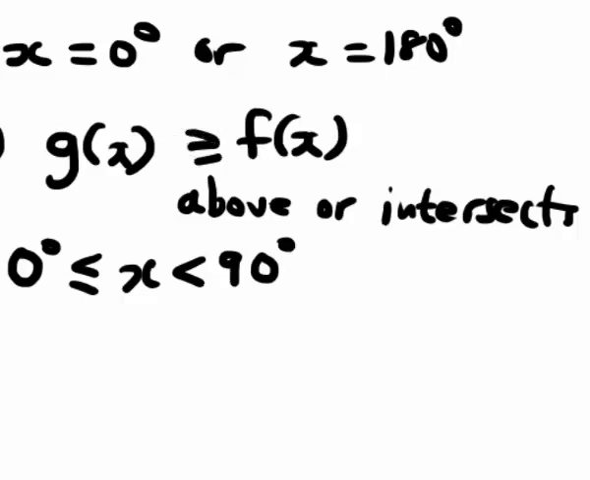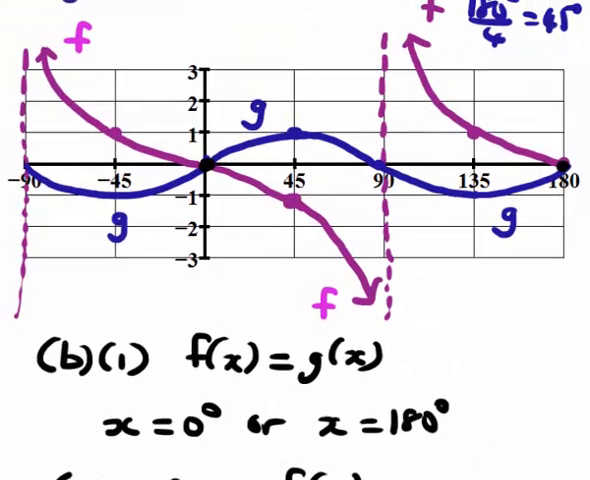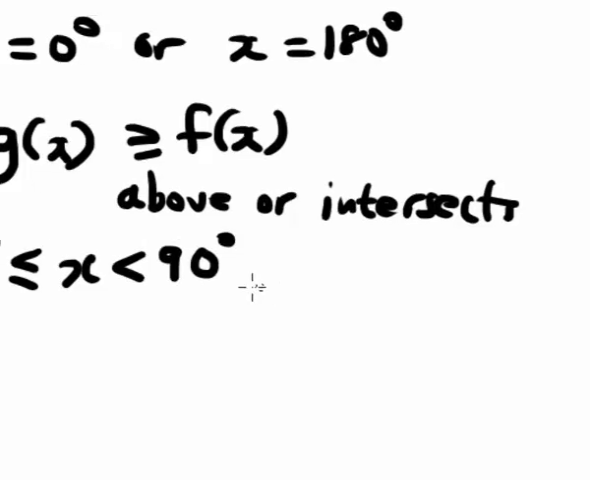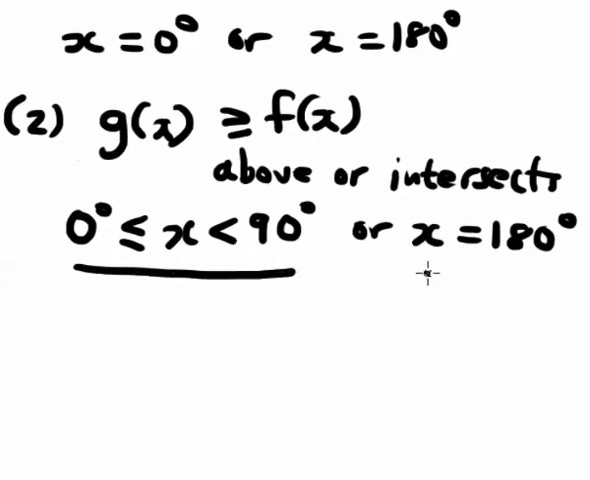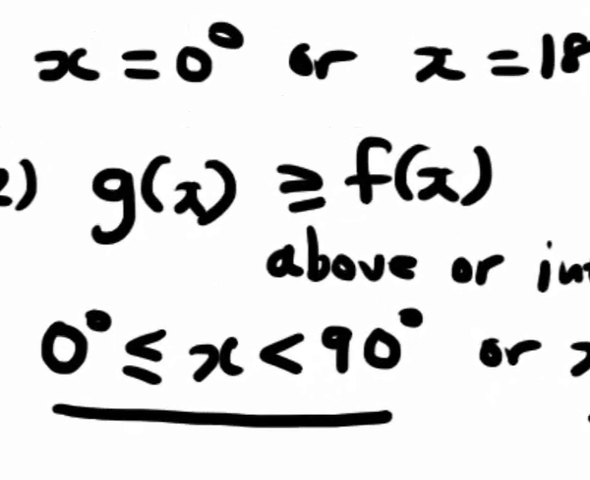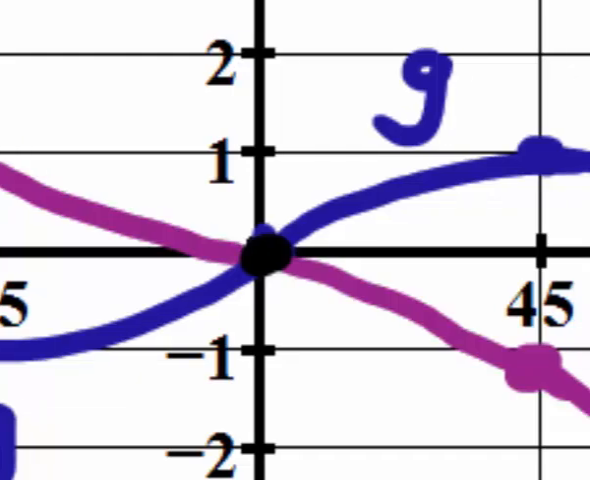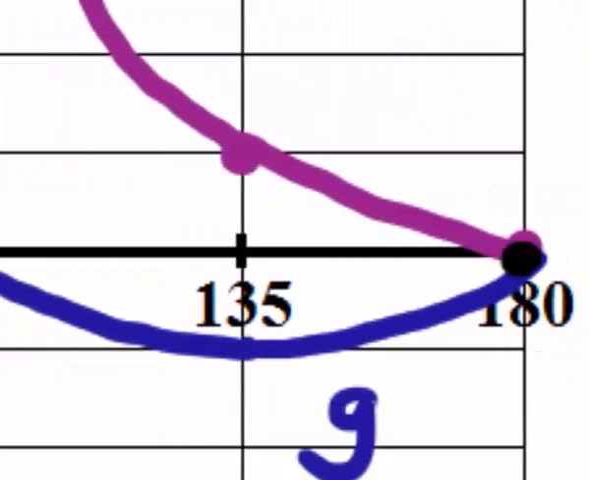Now, if you look at this carefully, the blue graph is above the purple from 0 to 90, but it also cuts at 180. So many matrics forget to put x = 180 degrees in as well. So there are two parts to the answer here. Where it's above is from 0 to 90. Where does it intersect? At 0 and at 180, as we've got there.